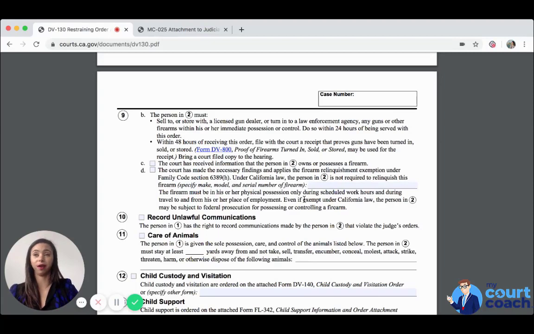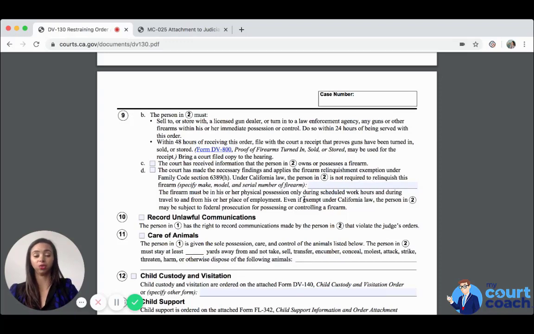Then within 48 hours of having this order, you actually have to file another receipt that proves to the court that you have turned in your gun, or you sold it, or you stored it. And then you must fill out the proof of firearms attachment, so the court can know that you did in fact follow its order. And then you can bring a court-filed copy to the hearing. So this hearing actually can be the firearms hearing.